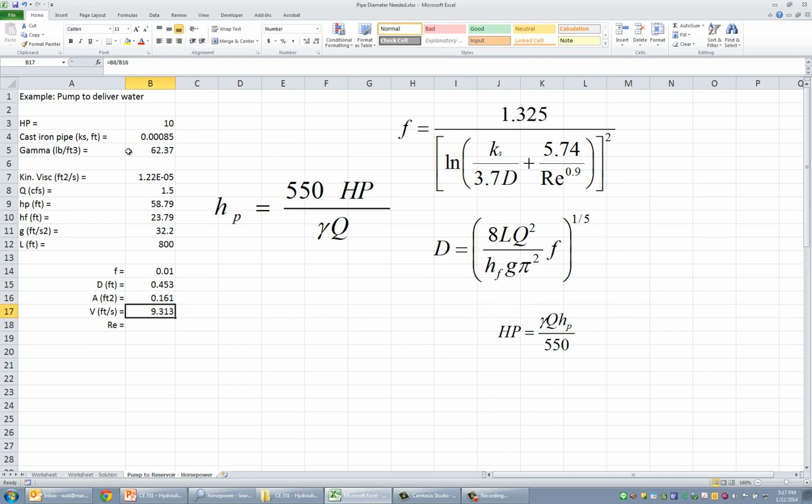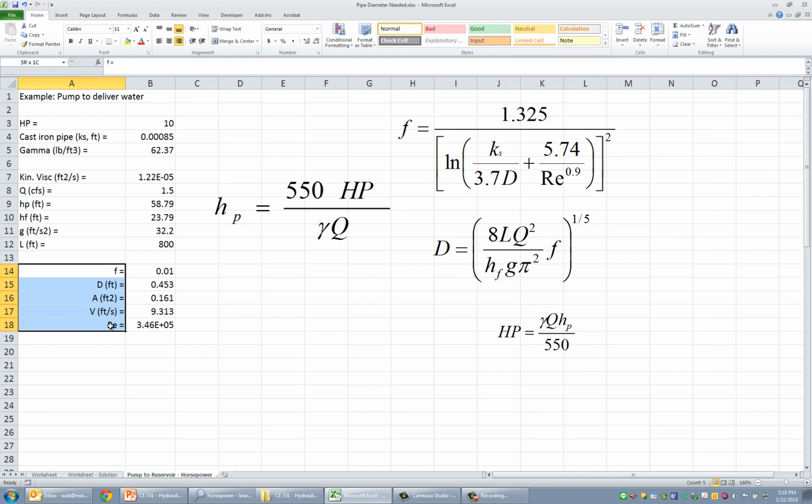And I want to anchor that Q reference since it's always going to be the same flow rate, even when I paste this formula into other cells. And now the Reynolds number can be calculated with the velocity times the diameter divided by the kinematic viscosity. And the kinematic viscosity is a constant. Okay. So what I've done now, with calculating a Reynolds number, is that I can calculate an actual f value. So this was just an initial guess.